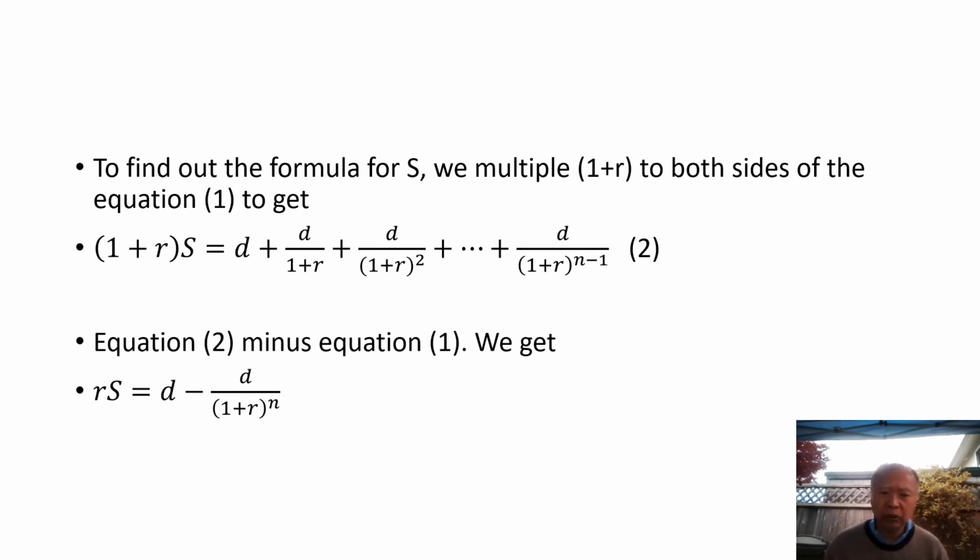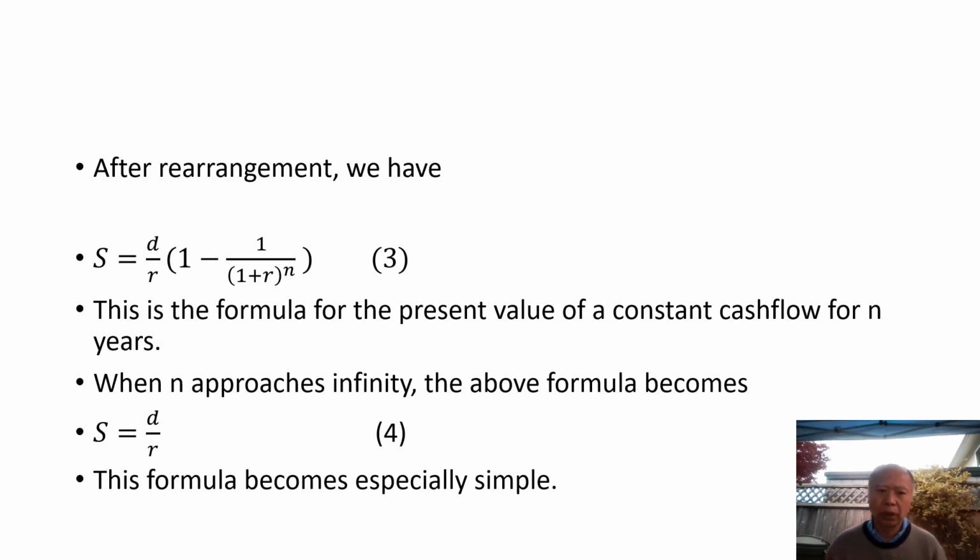To find out the formula for the present value, we multiply 1 plus r to both sides of equation 1 to get equation 2. Equation 2 minus equation 1, we get the following. After rearrangement, we have the formula 3. This is the formula for the present value of a constant cash flow for n years or any other n periods of time.